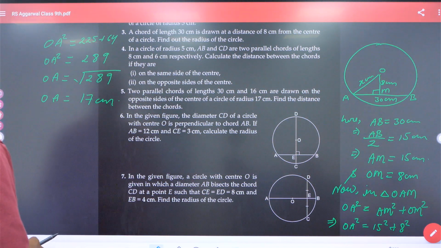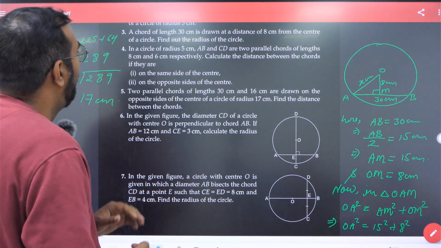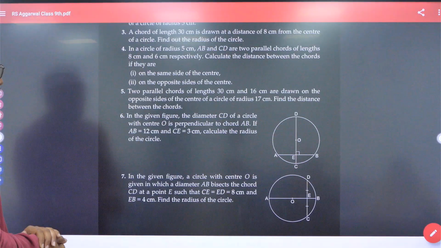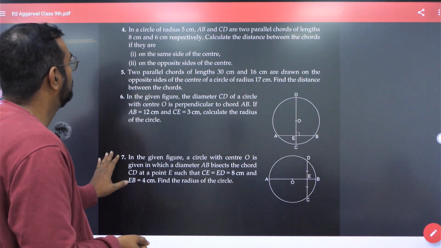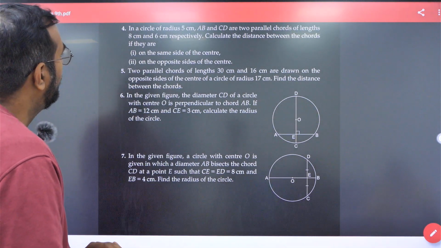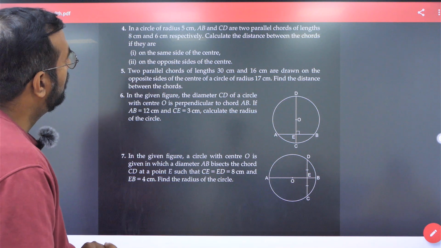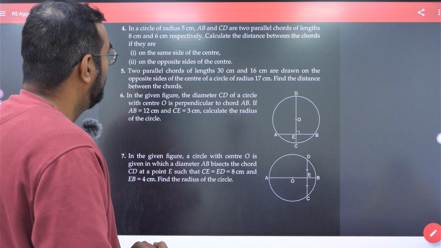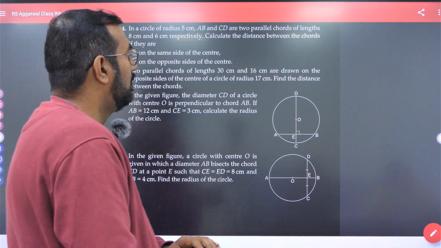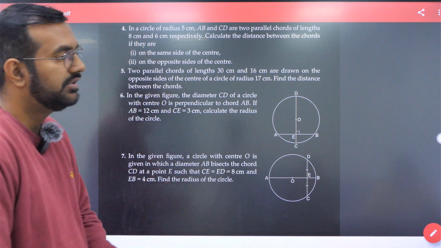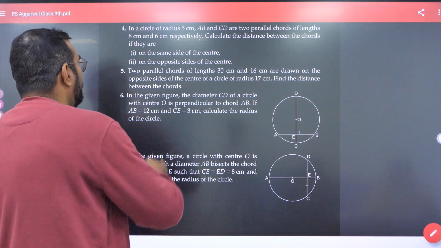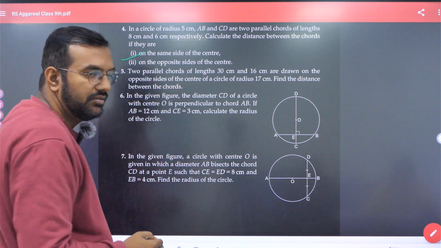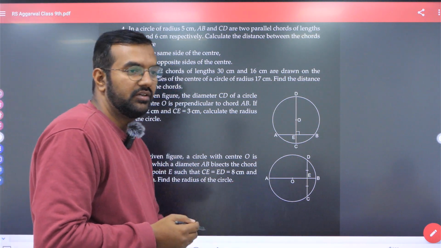So beta, let's move to the question number 4. In a circle of radius 5 cm, AB and CD are two parallel chords of the length 8 cm and 6 cm respectively. Calculate the distance between the two chords if they are on the same side of the center and if they are on the opposite side. So first we will calculate the distance for the same side of the circle, then we will calculate the distance for the opposite side of the center.